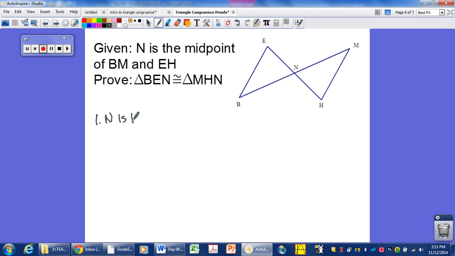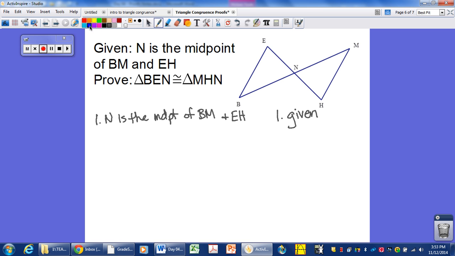N is the midpoint, and I'm going to shorthand midpoint, MDPT, of BM and EH. Squeeze it all on one line, given. So N is a midpoint. Hopefully from number one, we know what to do with a midpoint.